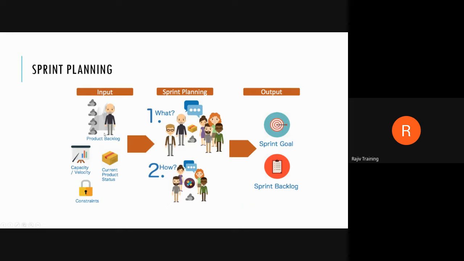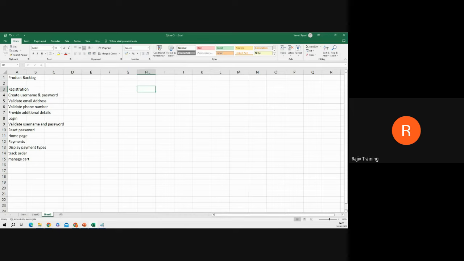And then the Scrum Master figures out the capacity and velocity of the team. Now, what is this capacity or velocity? Let's try to understand. Capacity. Assume your team size, you have 8 developers. And if it's a 2-week sprint, how many working days you will have? 10 working days.